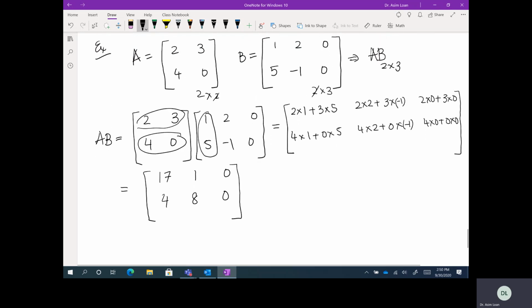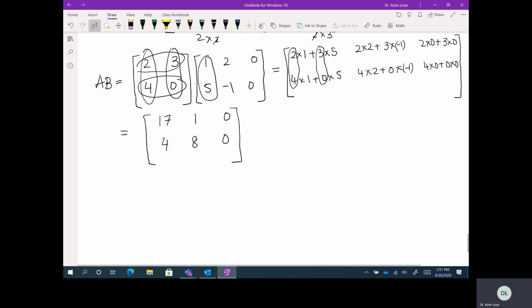Okay. Now, what I can do is, in terms of combination of columns. So this is a combination of columns 2, 4, first column here, 3, 0, column here, right? Okay. So 2, 4 and 3, 0. So I can write this one. So let me write it here. So combination of columns of A.